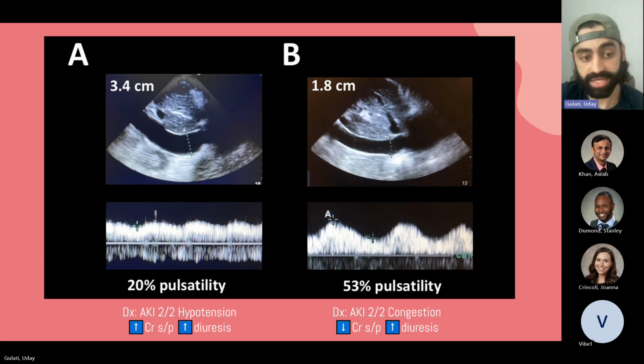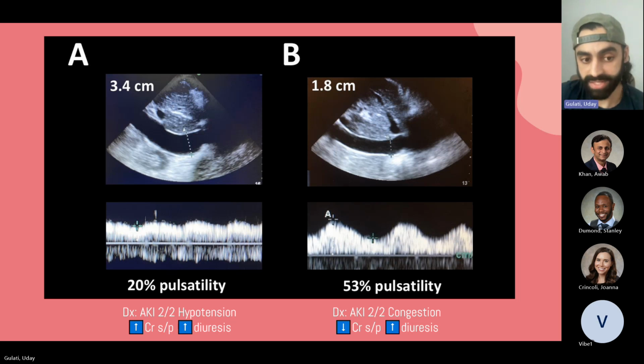And so going back to the case that we had, you had both patients. You were concerned in both A and B because in B, you were concerned that there was no respiratory variation. You decided to look at their hepatic vein and then their portal vein. And what you saw was that there was only 20% pulsatility in the patient who had an IVC of 3.4 with a bit of respiratory variation. And in patient B, you saw that they had more than 50% pulsatility in their portal vein.